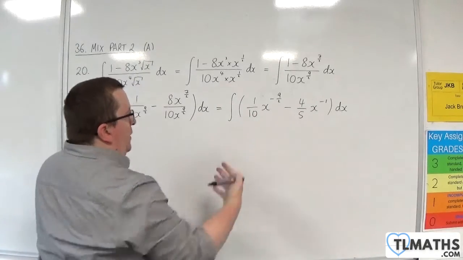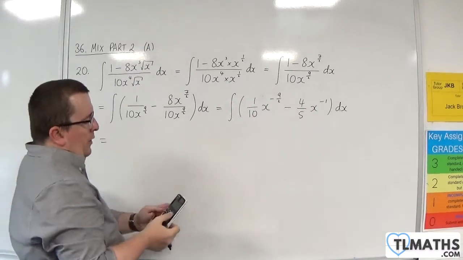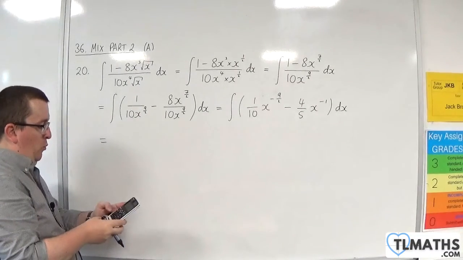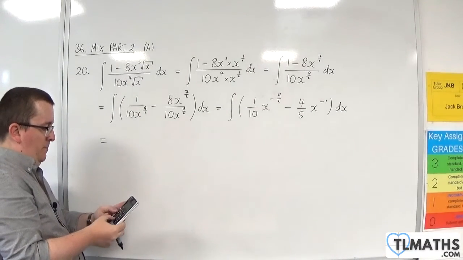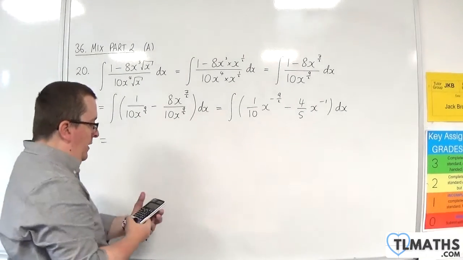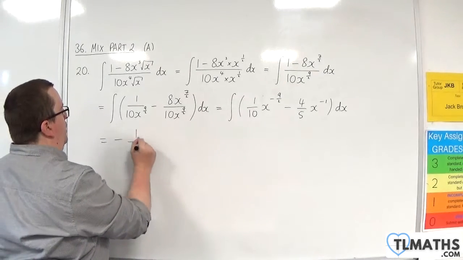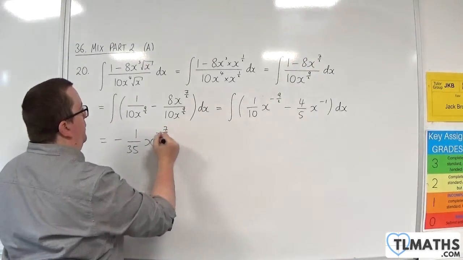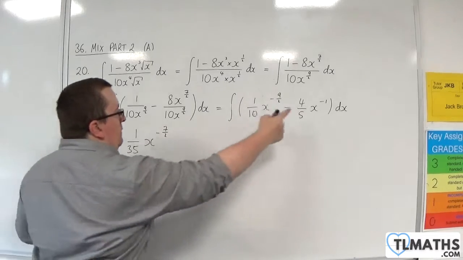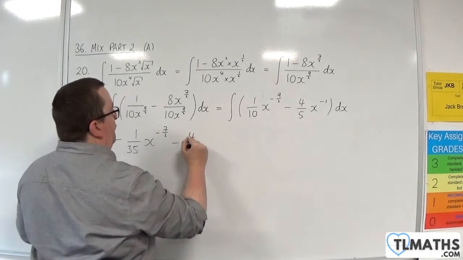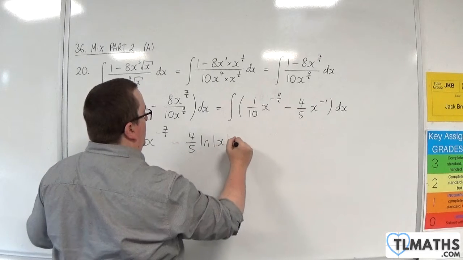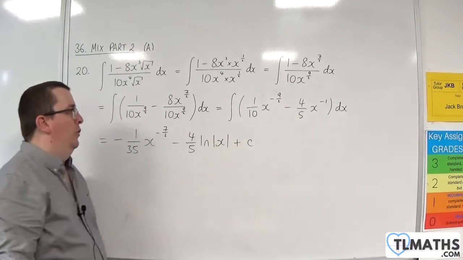We're adding 1 to the power, dividing by the new power. So adding 1 to the power gets me minus 7 halves. So I've got to divide by that. So I've got 1 over 10 divided by minus 7 halves, which is minus 1 over 35. So I've got x to the minus 7 halves. Then I've got this term, which integrates to minus 4/5 times the natural log of the mod of x plus some constant c.